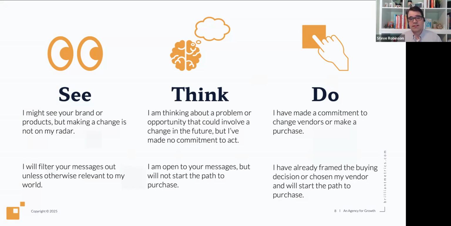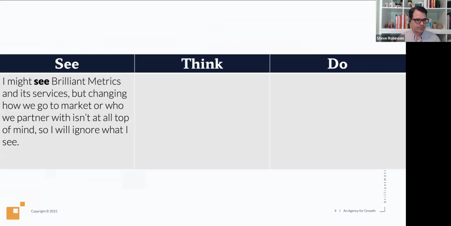So let's break this down in the context of two companies. I'm going to use Brilliant Metrics for one of them, and I'm going to use a fictitious client. I started doing this with a real client, and I realized I was edging in that area of probably giving away some proprietary information on the part of that client and their strategies. So I amalgamated several fictitious clients into one B2B equipment manufacturer.